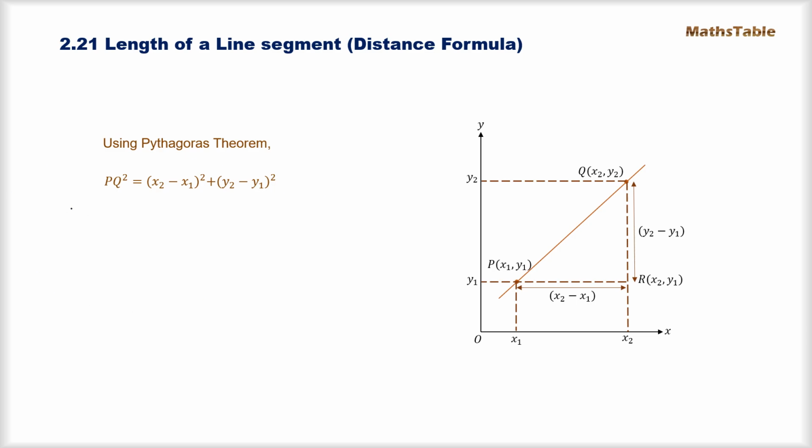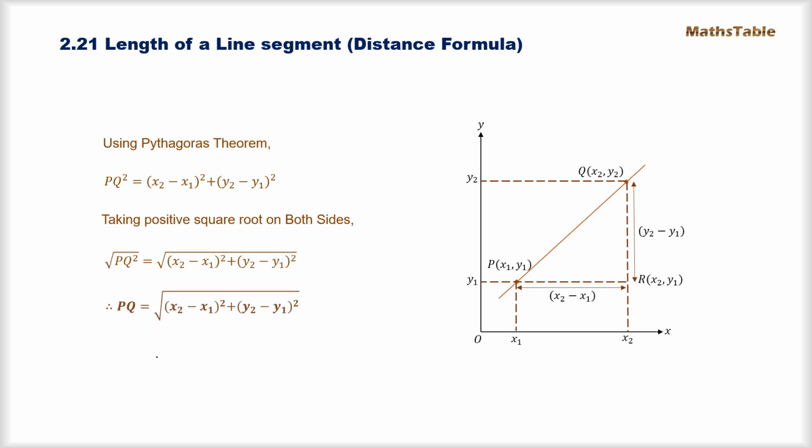Now simplifying this by taking positive square root on both sides, we can get a final general distance formula for any 2 points, which is the square root of x2 minus x1 whole square plus y2 minus y1 whole square. So this is how the formula for finding the distance between 2 points or finding the length of a line segment is derived.